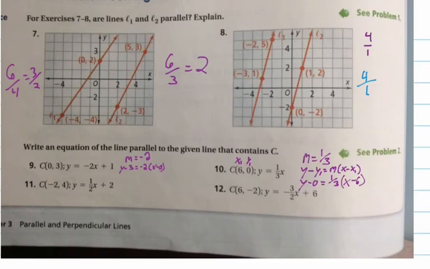12, y minus a -2, so that's y plus 2 equals -3/2 times the quantity x minus 6. You guys see that? Cool.